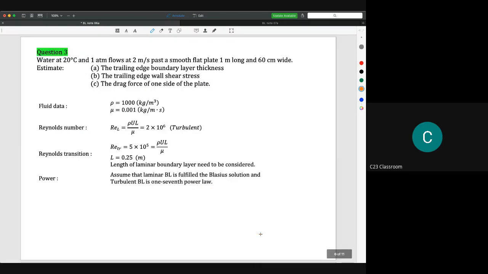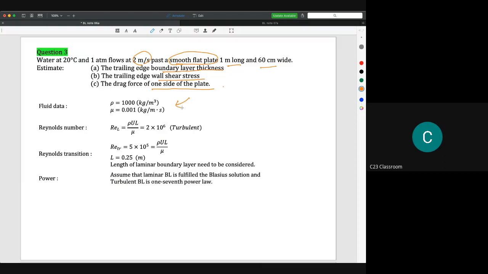So we go for question number 3. So we have water at 20 degrees Celsius at 1 atm, flowing at 2 meters per second past a smooth flat plate, 1 meter long and 60 centimeters wide. So we need to estimate the trailing edge boundary layer thickness, which is delta, the trailing edge wall shear stress, which is tau, and the drag force on one side of the plate. It is given that the fluid is water, the density is 1000 kilogram per meter cube, and mu is 0.001 kilogram per meter second.